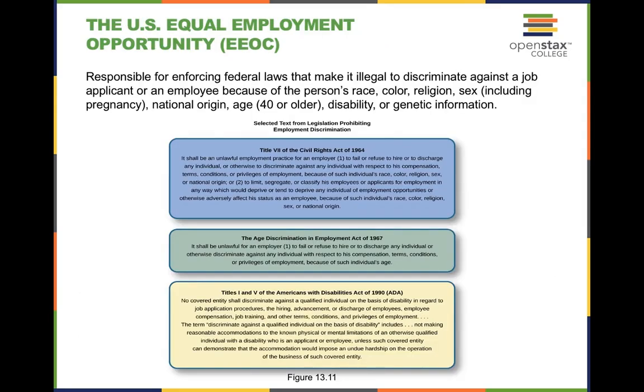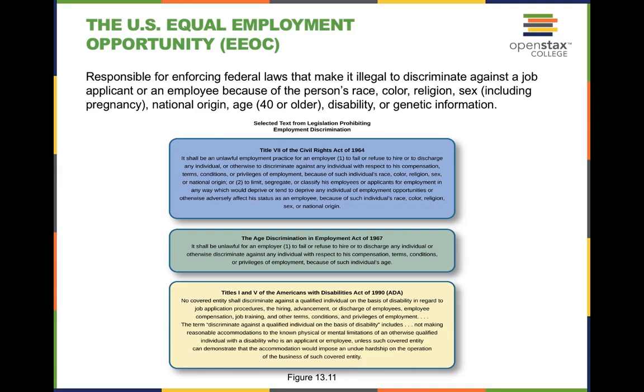Next is the U.S. Equal Employment Opportunity Commission, otherwise known as the EEOC. It is responsible for enforcing federal laws that make it illegal to discriminate against a job applicant or an employee because of the person's race, color, religion, sex, national origin, age, disability, creed, or genetic information. All of those are protected for you as a potential employee because it is illegal for companies to discriminate based on those criteria. It is important to know your rights.